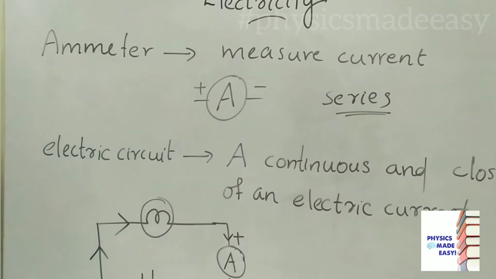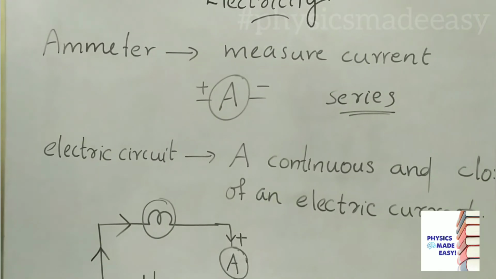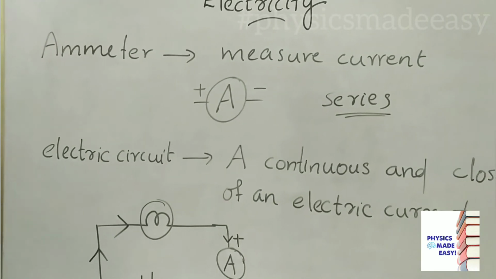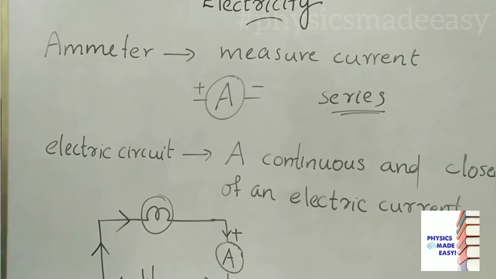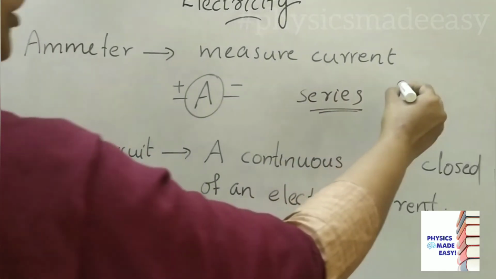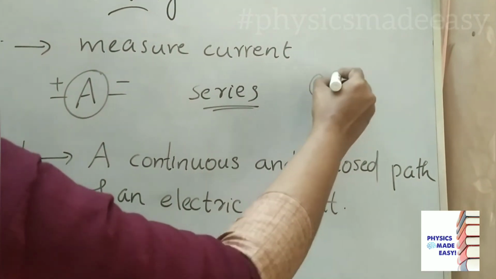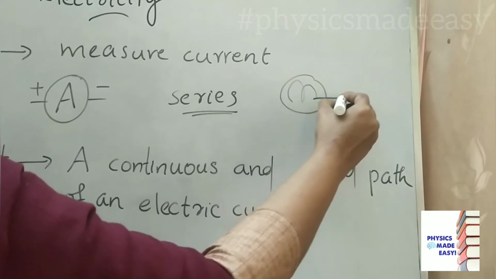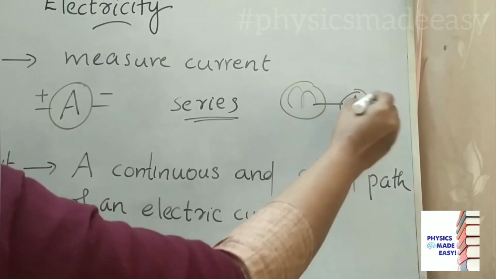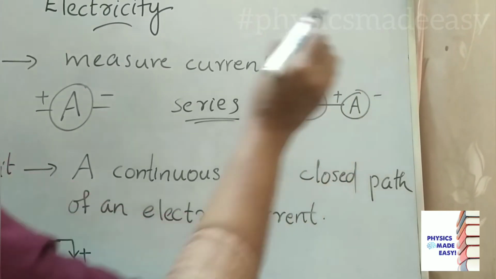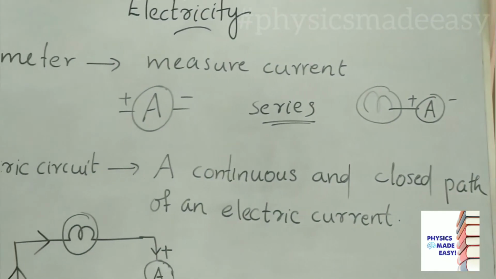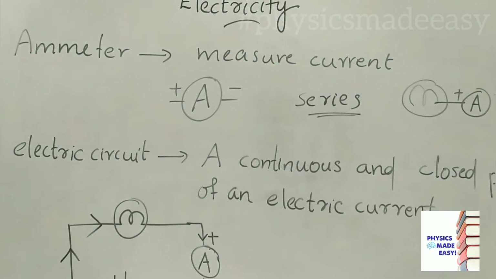Then how to connect this ammeter? We have to connect this in series combination. Series combination means end to end. If you want to measure current through this bulb, then you have to connect that ammeter like this. End to end connection is called series connection. We will study later the series combination and parallel combination.